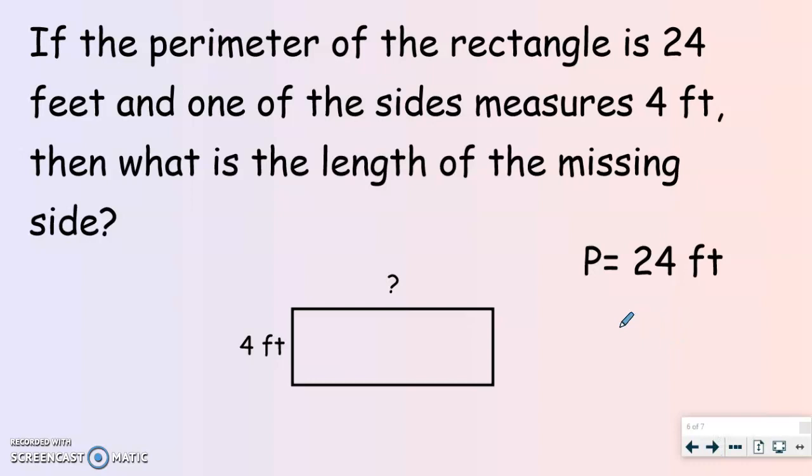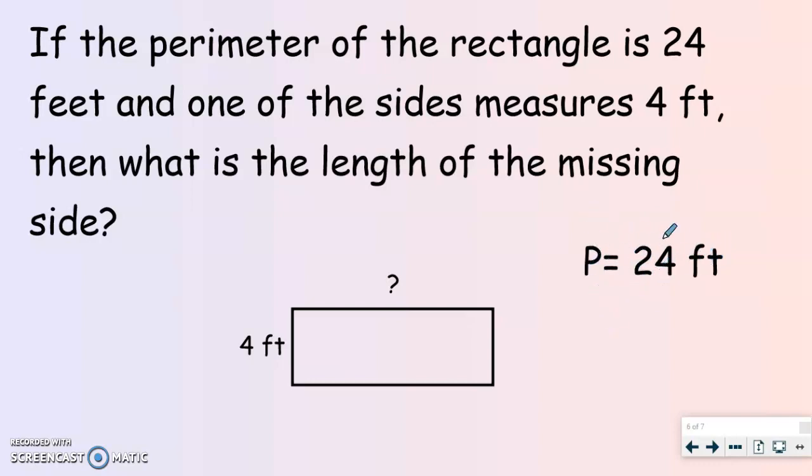If the perimeter of the rectangle is 24 feet, and one of the sides measures 4 feet, what is the length of the missing side? So again, we have a missing side, they gave us one, and this time though, they only gave us perimeter. So we wouldn't solve this quite the same way as area. And this is actually a little bit harder because it's more than just one step.